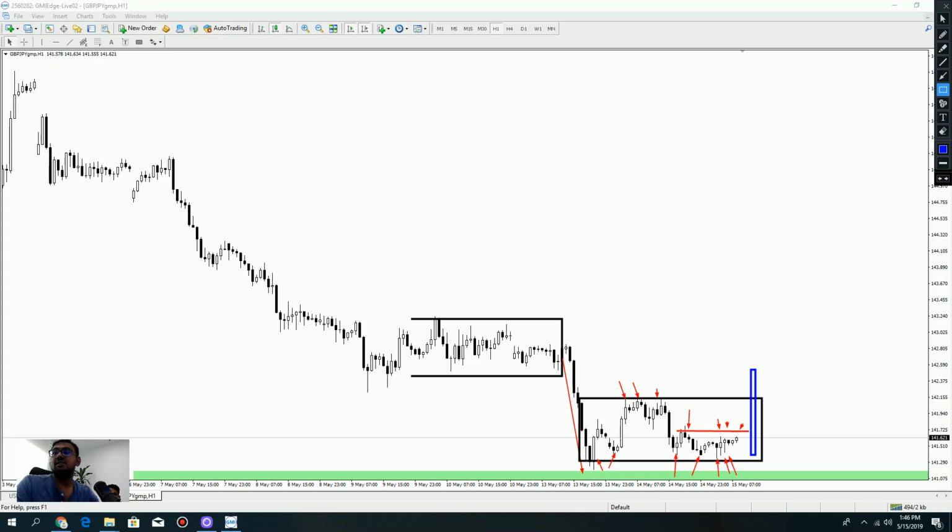There'll be a ranging here, and overall the price has to close above here. Then this is uptrend. Till then it's actually downtrend, and price can come up to this level. Still sellers can try and push the price down. So this is the price context on the H1.